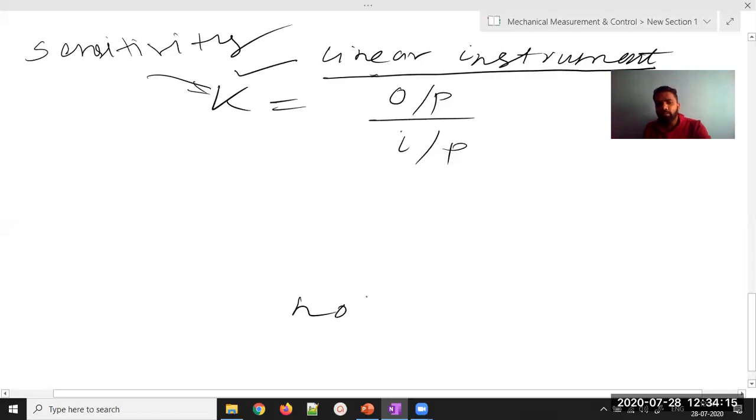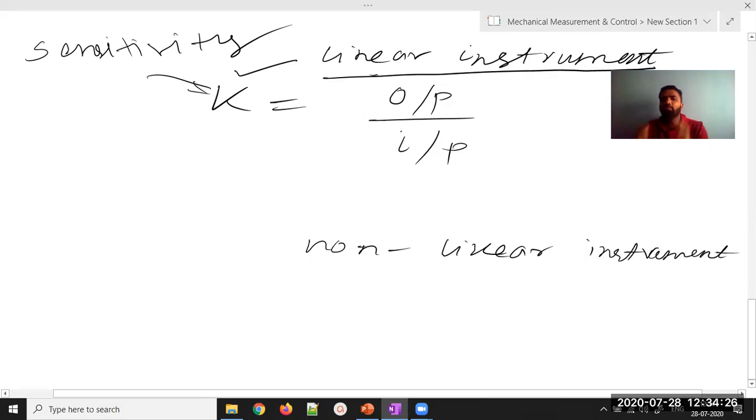Now, if the instrument is non-linear, just try to give me a word for this. If the instrument was linear, the instrument was sensitive. So if the instrument is non-linear, can we call it non-sensitive? Reply with your voice. If the instrument is linear, we call it sensitive. So if it is non-linear, we will directly write non-sensitive? No, sir. I hope everything is clear.